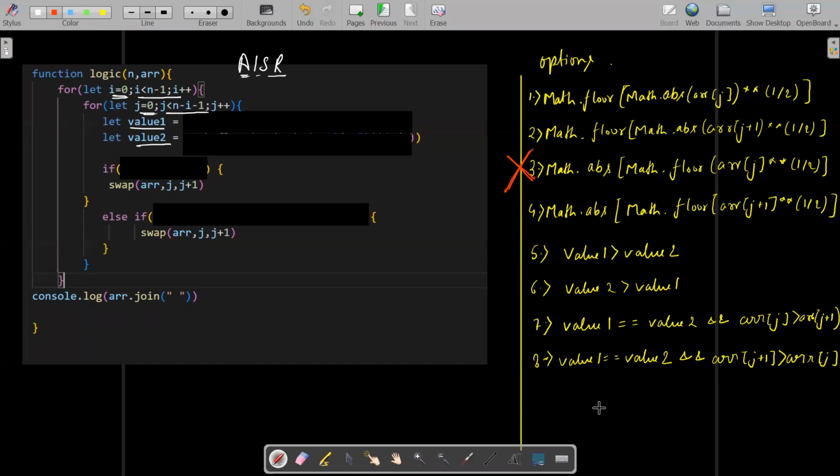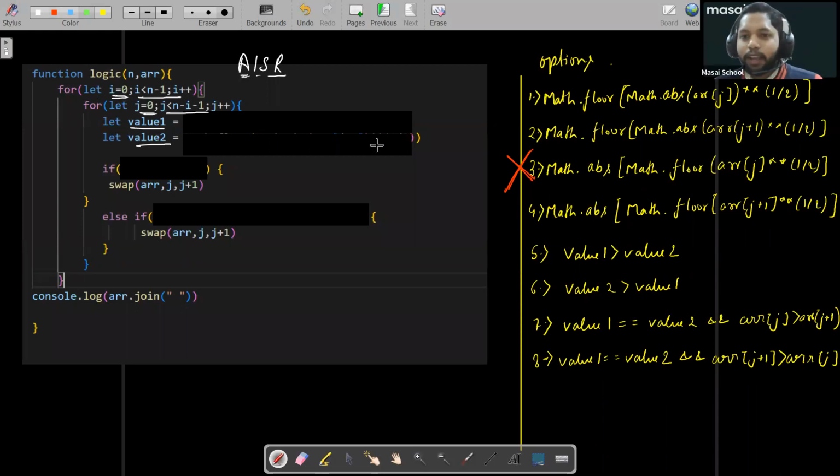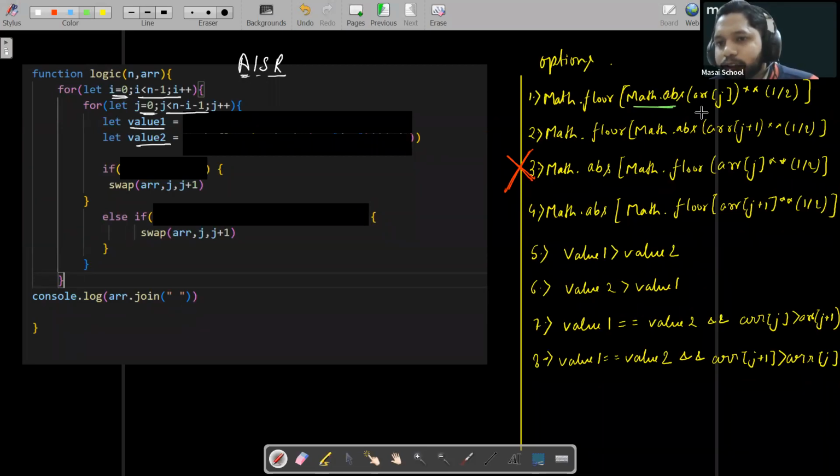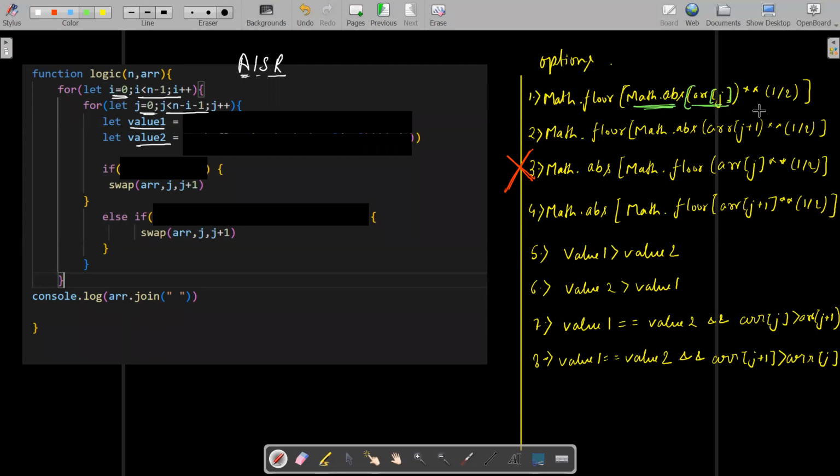Yes, Ritik Verma. Good afternoon, sir. Sir, value 1 would be the first option. Why? Sir, because we are doing the absolute value first. We are doing split, absolute first, right? Yes, sir. Array J, I have taken the absolute first. This is correct. Then we are doing the square root. This is the code for square root. Then we are taking the floor value.